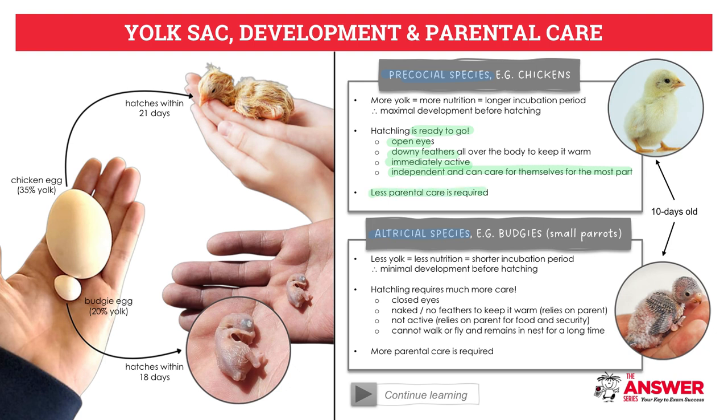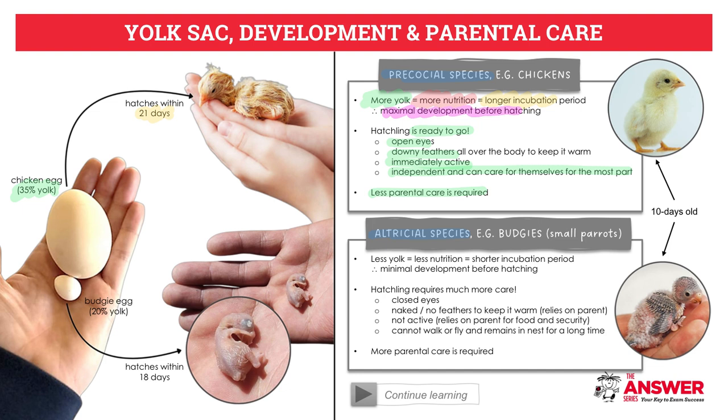And how this relates to its egg structure is that its egg contains more yolk, therefore the yolk provides more nutrition inside the little egg. The chick can stay inside it for longer. There's a longer period of incubation and therefore maximal development before hatching, which means the chick is rearing to go. It's ready to go. It's precocial.